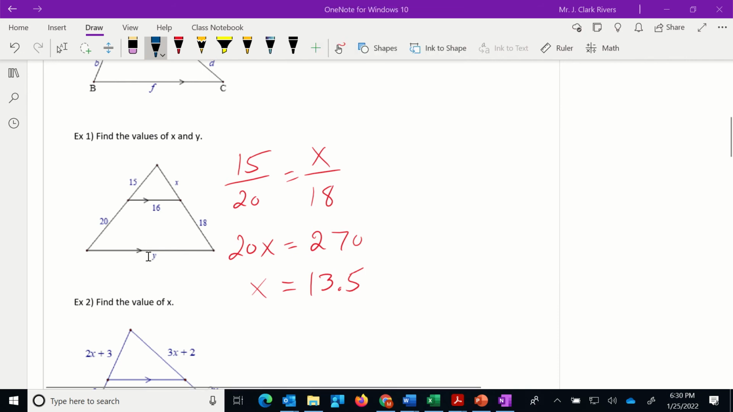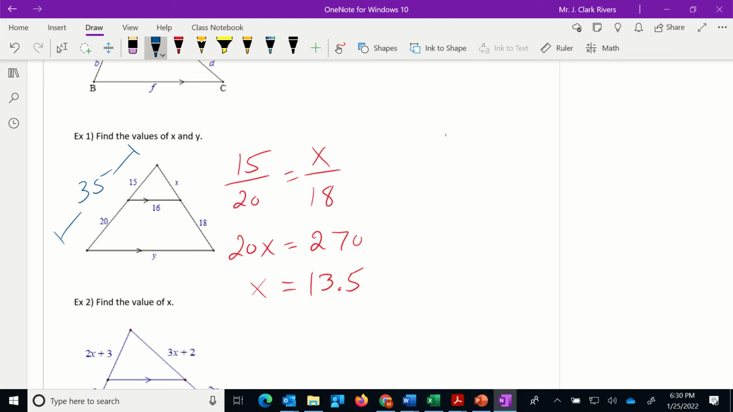Remember, y is the entire side, so we can't use the side splitter theorem to find y. We'll have to go small triangle over larger triangle. The whole side of the smaller triangle over the whole side of the larger triangle. So this whole side here on the right, 20 plus 15, that's 35.